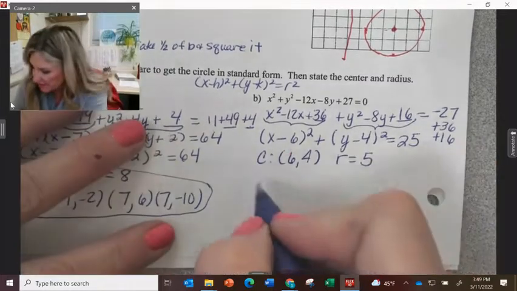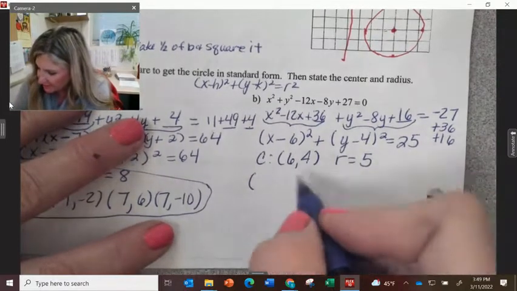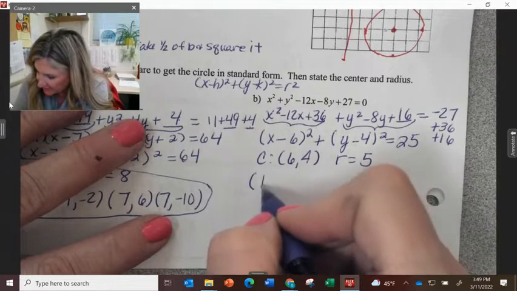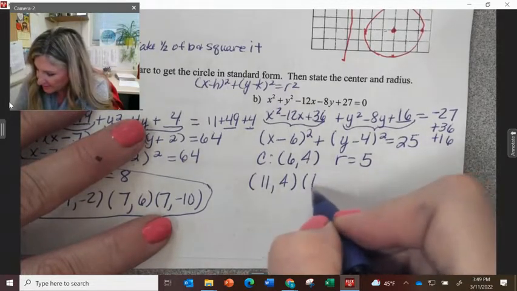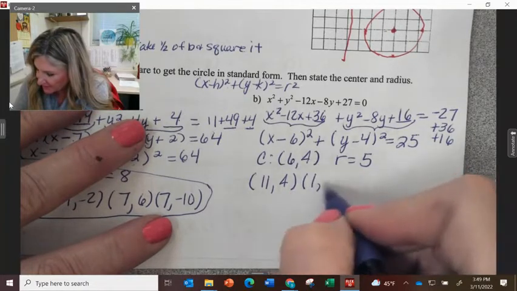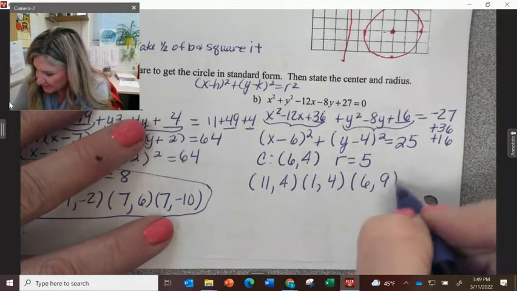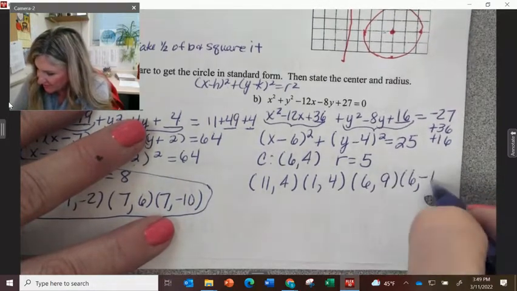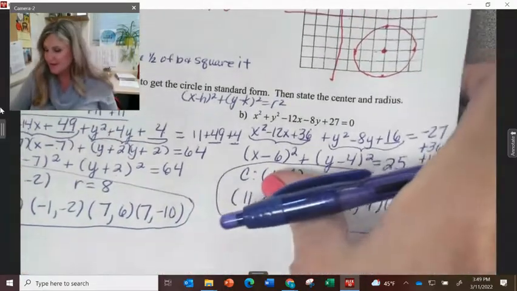Okay, let's find those other key points, if we go up, down, right, and left. Let's go right first. 6 plus 5 is 11. Y stays the same. If I go left, then I subtract 5 from the 6. Y stays the same. Go up 5, x stays the same. Add 5. And then finally, x stays the same. Go down 5. And there we go. Not too bad, right?